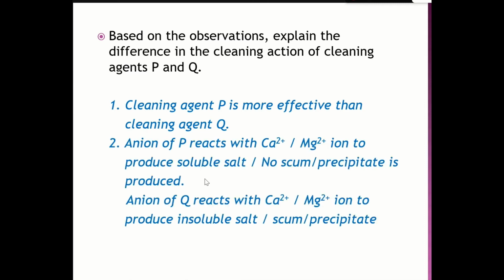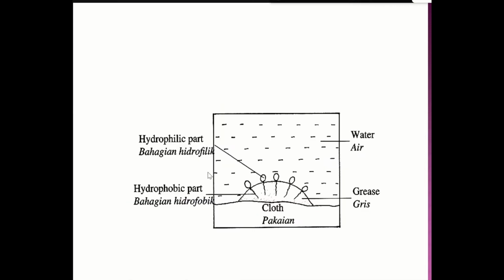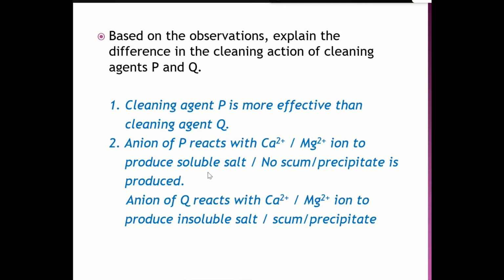Then I would like to point out here, for point two, they want to see the comparison. We need to highlight the keyword of the anion of P, because we know that when detergent is ionized in water, it forms the detergent ion and the sodium ion. If the soap dissolves in water, it forms the soap ion and then the sodium ion. Therefore, is the sodium ion from the detergent and the soap involved in the cleansing action? No, right? Then we highlight the keyword here.